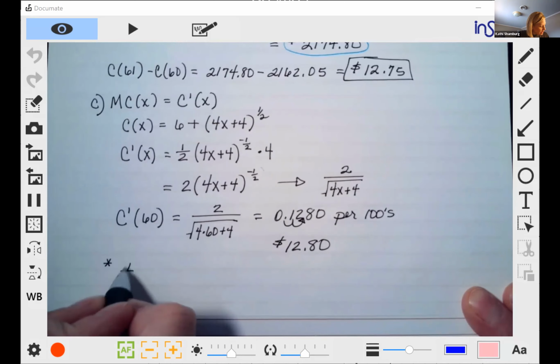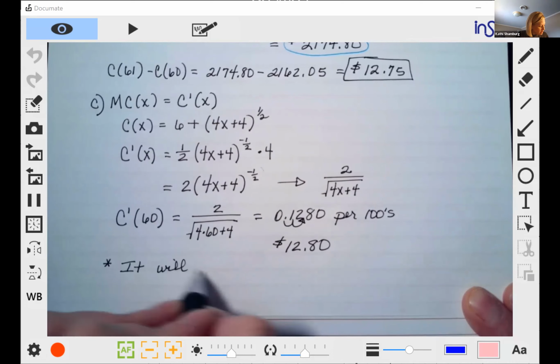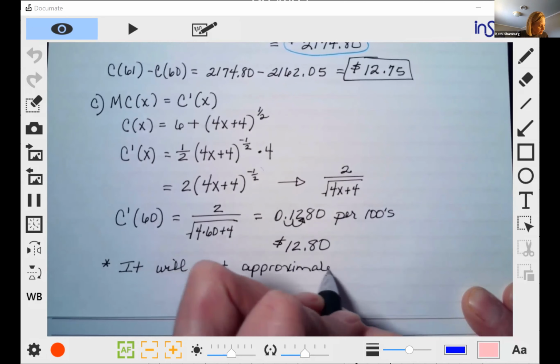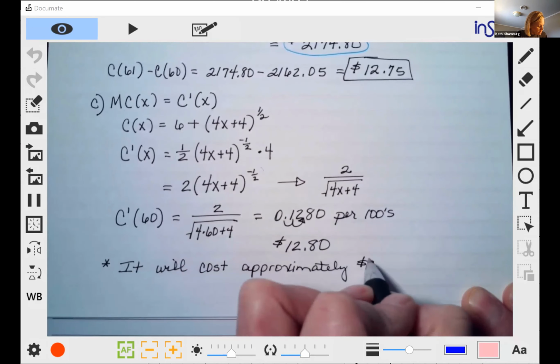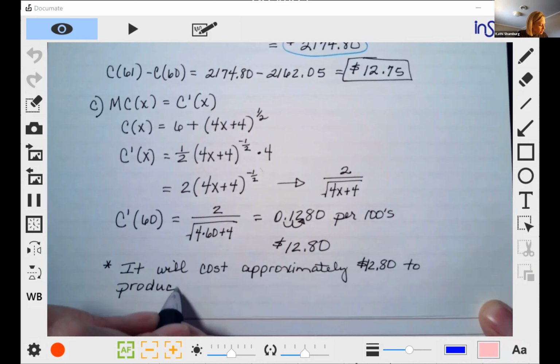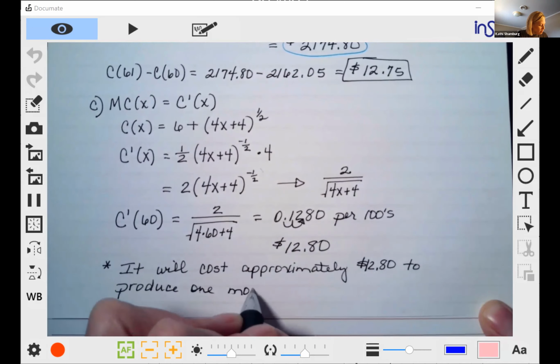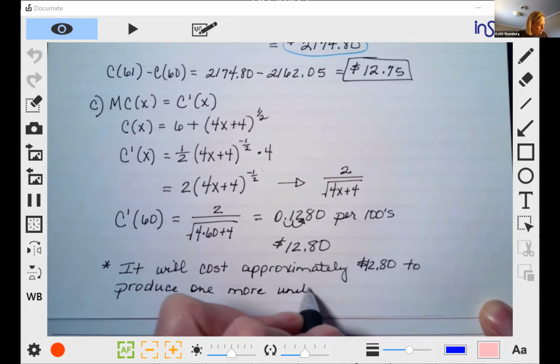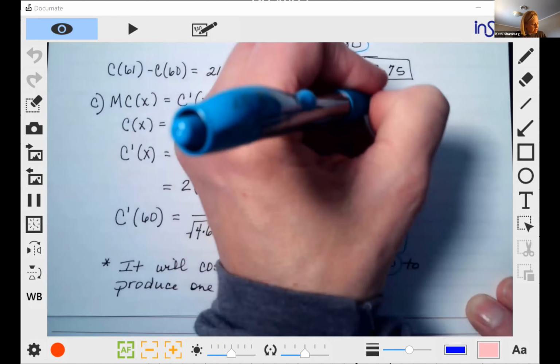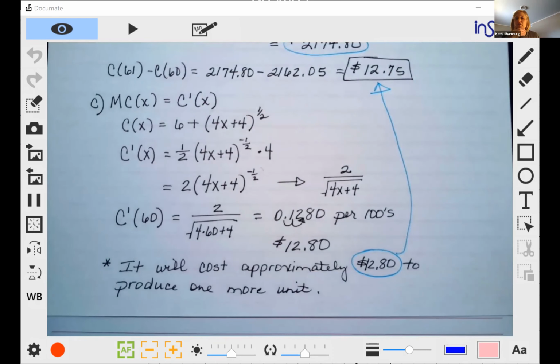So it will cost approximately $12.80 to produce one more unit. And this $12.80 is approximately the same as $12.75. So there you go. All right. Okay, there you go, 2.6.